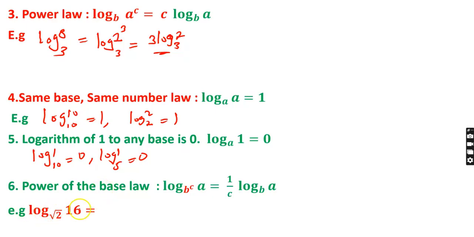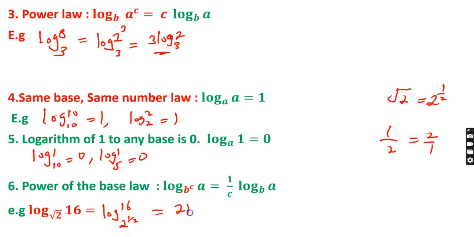If we have log 16 base root 2, like you know that root 2 is the same thing as 2 raised to power half, law of indices. So this can give us log 16 base 2 raised to power half. Now our C in this case is half. What is the reciprocal of half? If I have half, the reciprocal of half is 2 over 1. So this will give me 2 log 16 base 2.